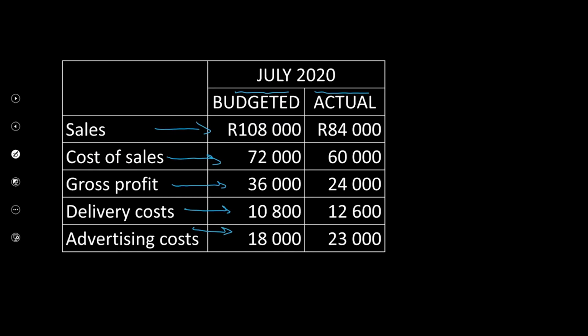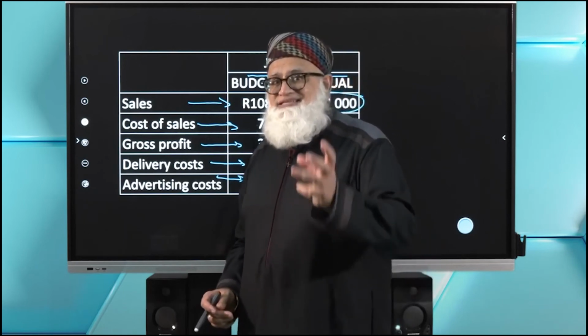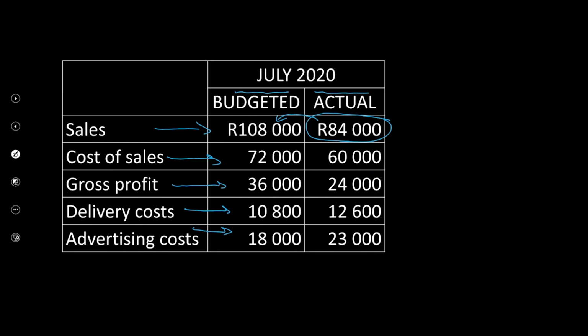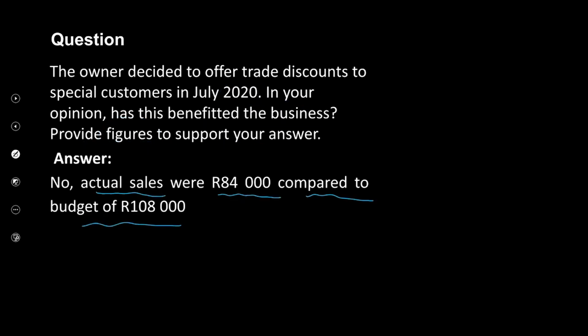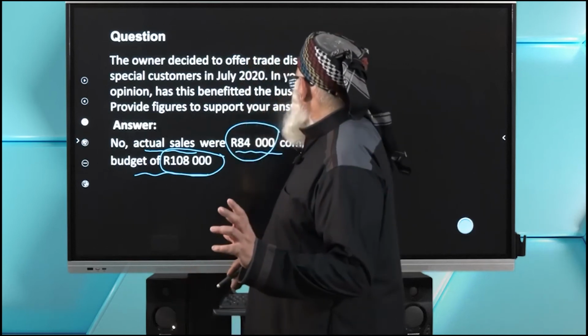Let's look at it. There's my actual sales figure, 84,000 rand. I budgeted 108,000 rand. So clearly, this idea of giving special discounts or trade discounts to special customers has resulted in my actual sales not being equal to my budgeted amount, as a result of which you can see that the profit you budgeted for was 36,000, but you only achieved an actual gross profit of 24,000 rand. So definitely, your answer here is no. The actual sales were 84,000 rand compared to the budgeted figure of 108,000 rand, clearly telling you that it has not benefited the business.